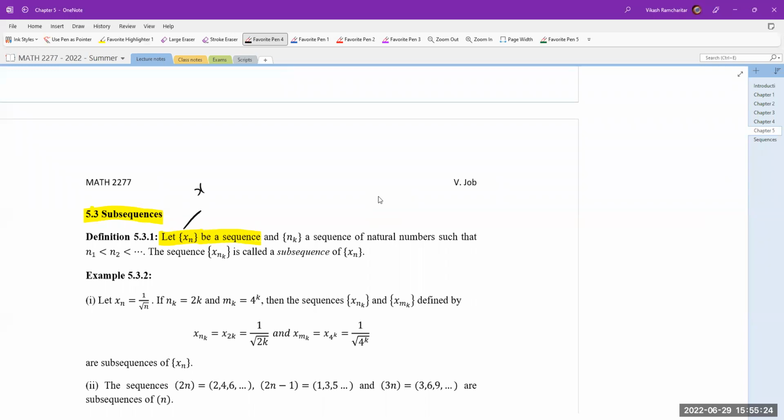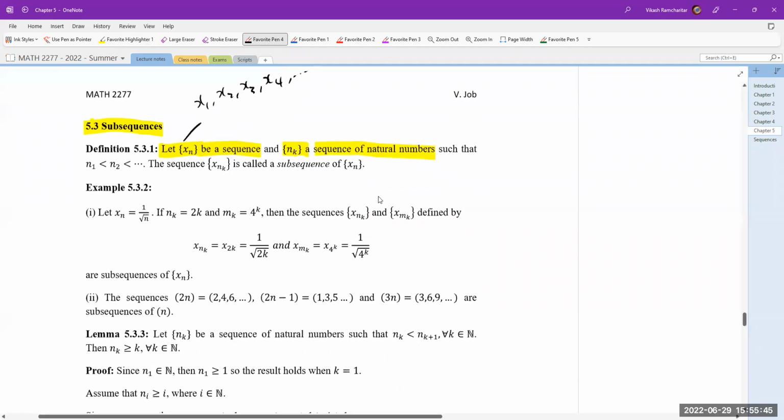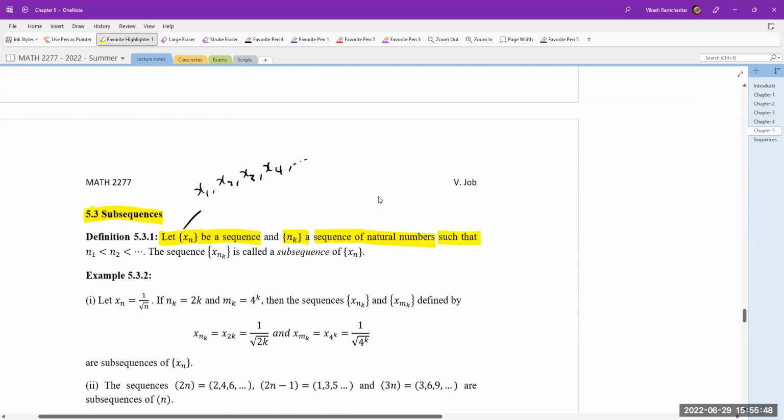So x_n: x1, x2, x3, x4, and so on, right? Then we have another sequence, n_k. This sequence is a sequence of natural numbers such that the first term is less than the second term is less than the third term, and so on. So it's a strictly increasing sequence of natural numbers.